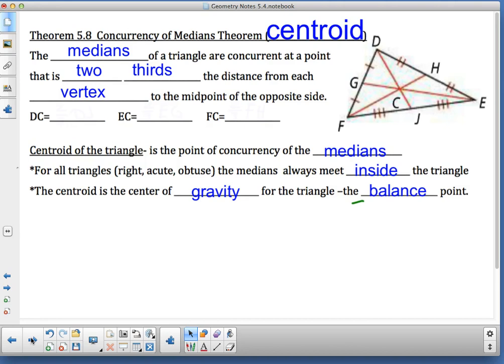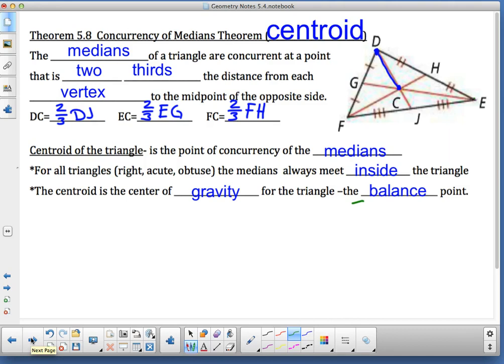And that's why DC, EC, FC. DC is the distance from the vertex to the centroid. EC is the distance from the vertex to the centroid. FC is the distance from the vertex to the centroid. You starting to see my theme? The distance from the vertex to the centroid is 2/3 the entire length of the median.